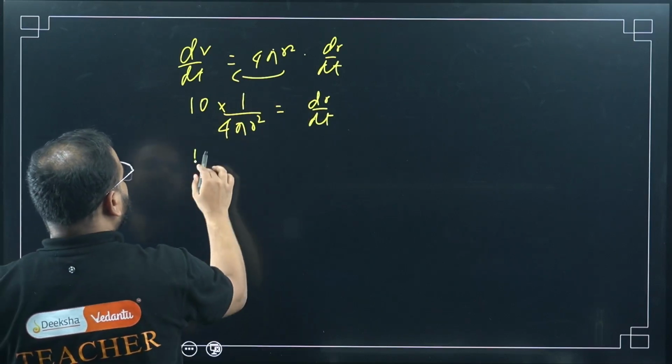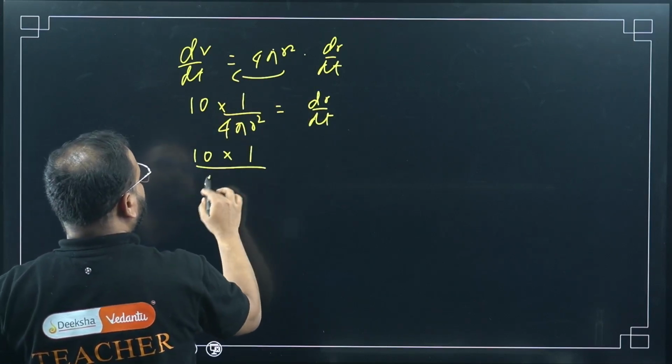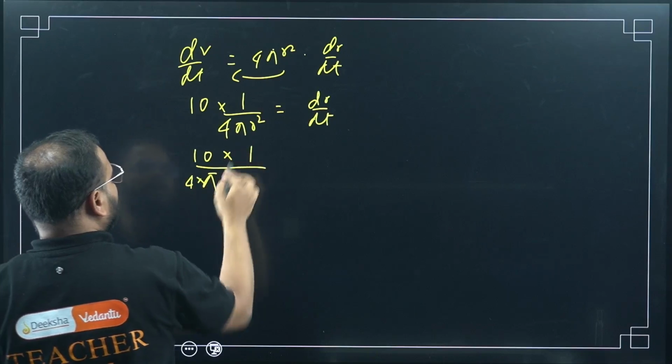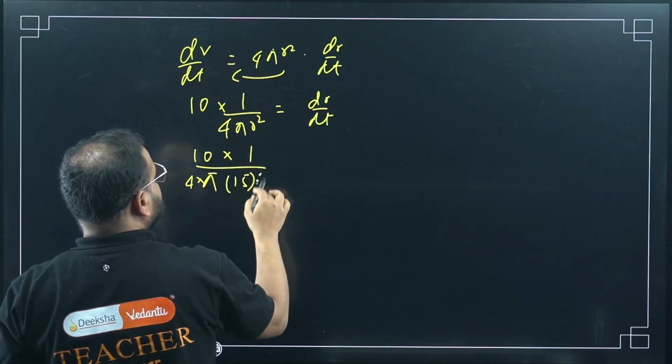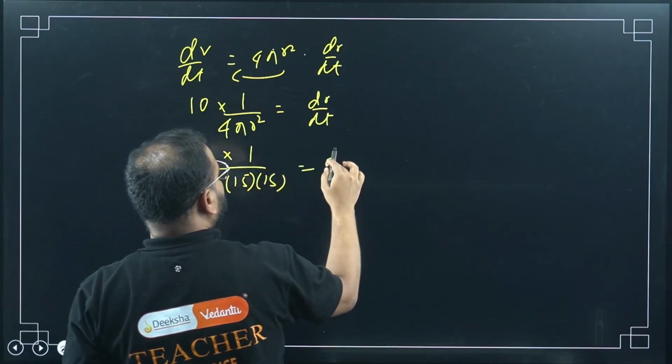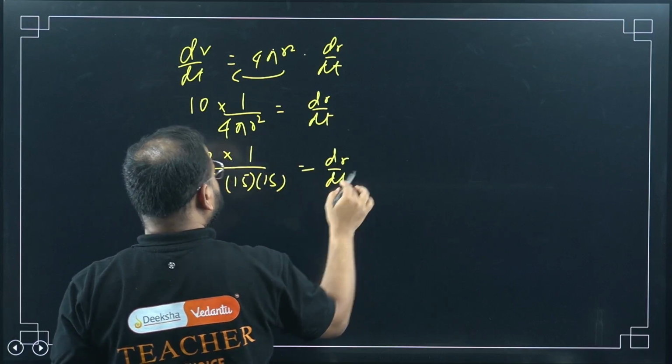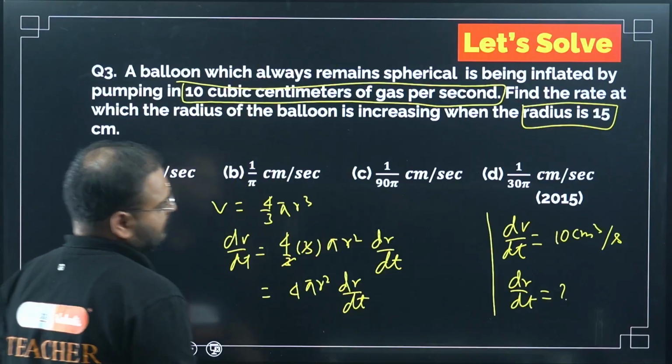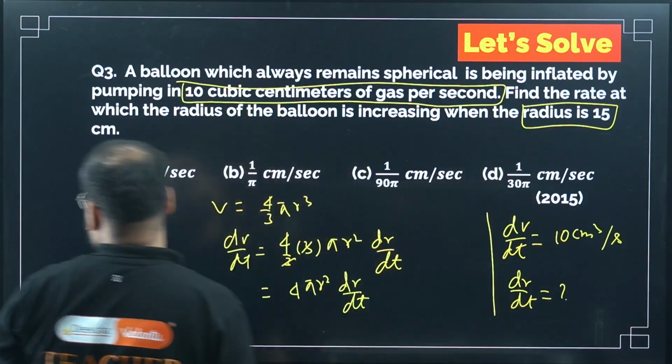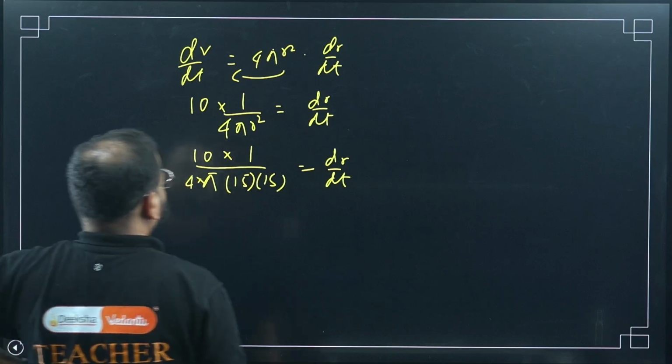Okay. So it will become what? 10 times 4 pi. What is my r? 15 square. So 15 into 15. So dr by dt. Please check. R is 15. Okay. Now simplify this calculation.